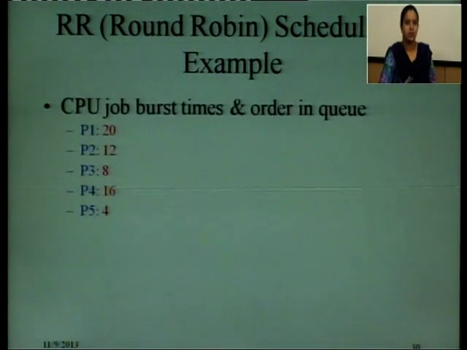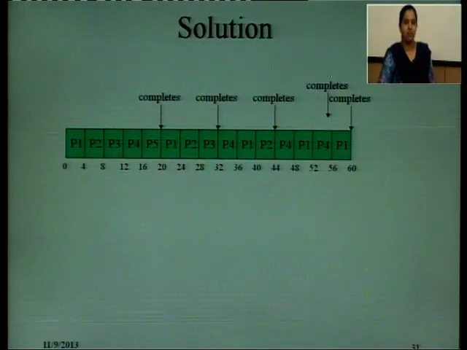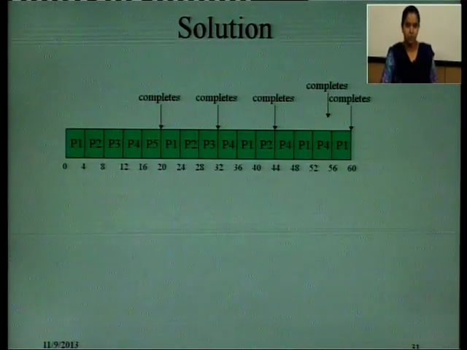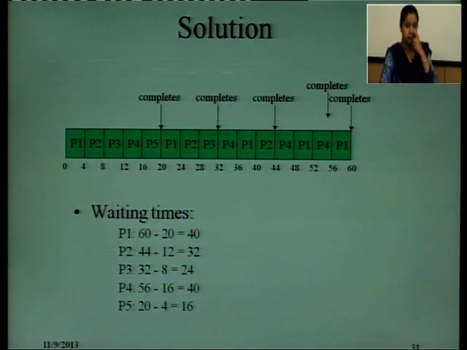The example is the same one I have taken: CPU burst time for P1 is 20, P2 12, P3 8, P4 16 and 4 for P5, and we draw the Gantt chart for this. Here you see we divide the time slice to each. P5 completes at 25, P3 completes at 32, P2 completes at 44, P4 completes at 55 and P1 completes at 60. So the waiting time for P1 is 60 minus 20, which is 40, and P2 is 44 minus 12.